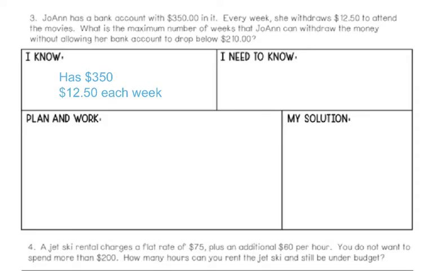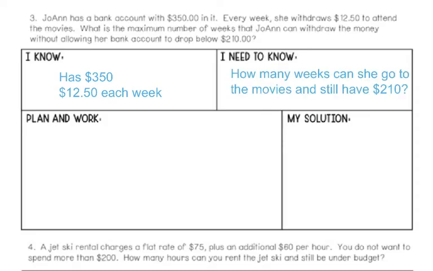$12.50 each week. What we need to know here is how many weeks can she go to the movies and still have $210. Again, I'm going to use the variable W, which will stand for the amount of weeks. Next, we need to set up our inequality. I'm going to use the greater than symbol because she needs to have at least $210. So that means that she would be happy with having $210 or more in her bank account after this amount of weeks.